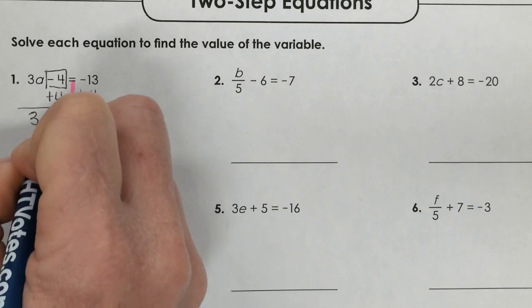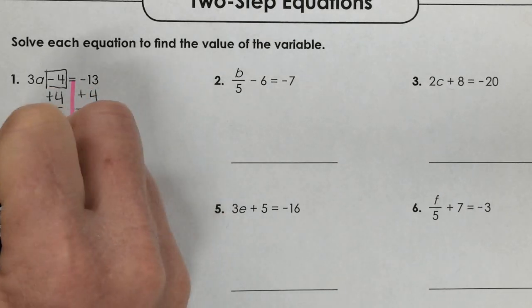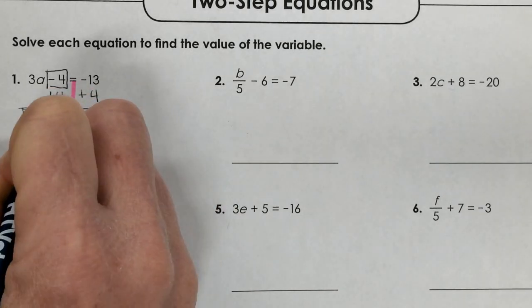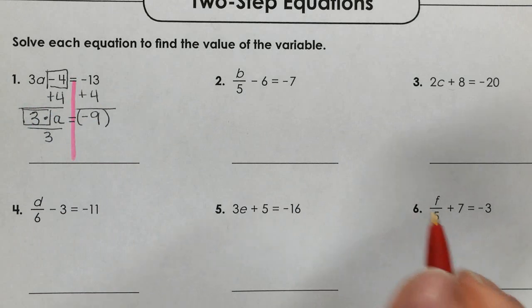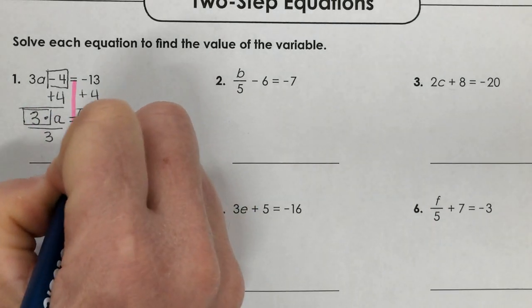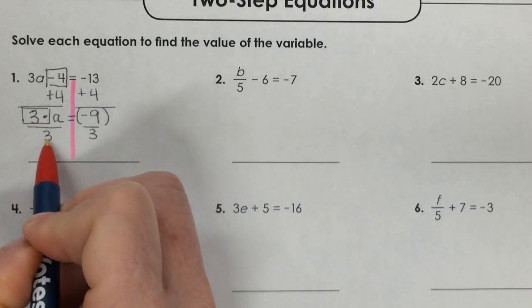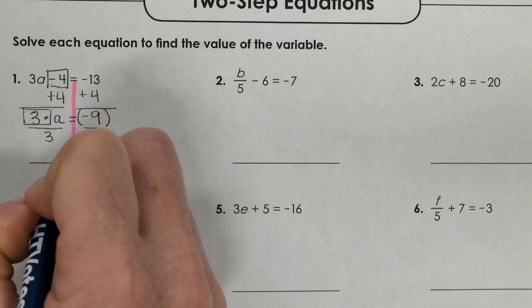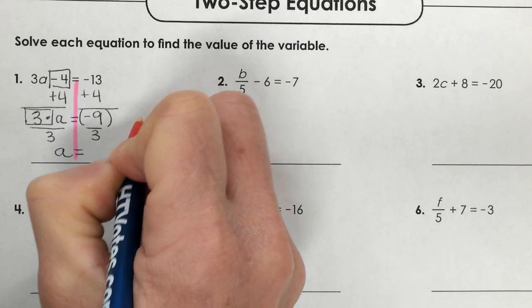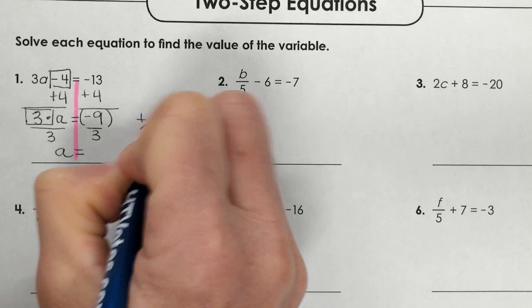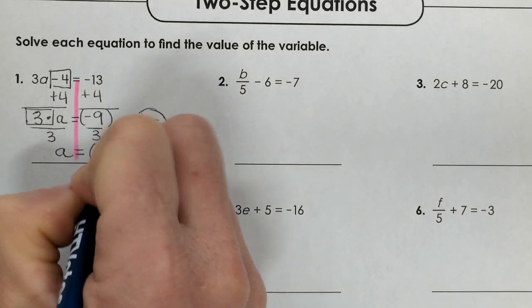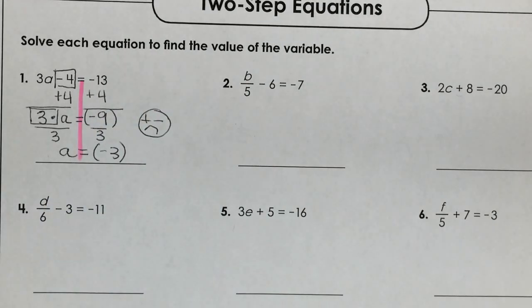To get a by itself, we have to undo times 3 using the opposite operation, which is divide. So I'll show a fraction bar divided by 3. Repeat on the other side. 3 divided by 3 is 1, and 1 times a is just a. A positive times a negative is a negative. So we have an answer of a is equal to negative 3.